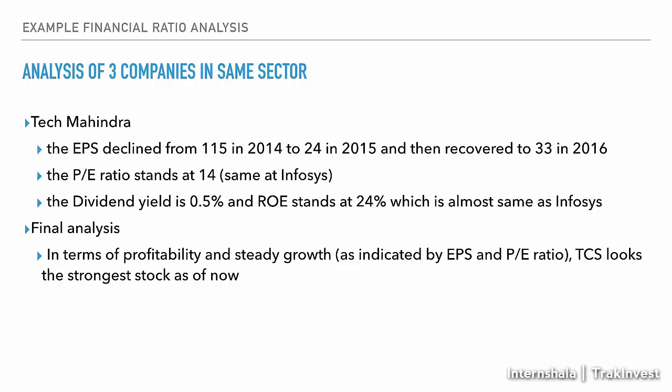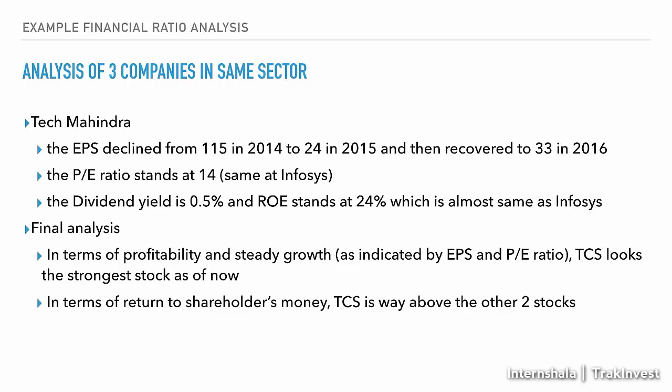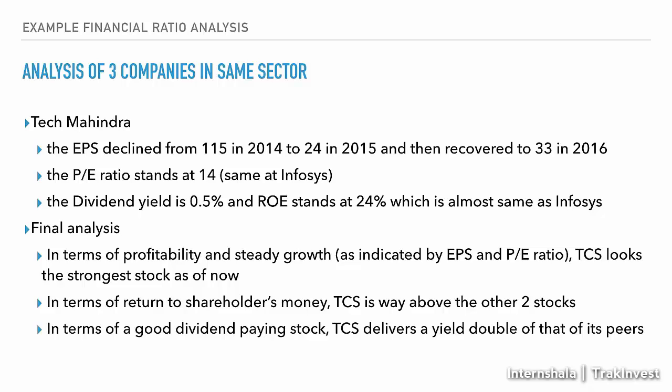So if I compare all these 3, my final analysis would be, in terms of profitability and steady growth as indicated by the EPS and PE ratios, TCS looks like the strongest stock as of now of all these 3 companies. In terms of return to shareholders' money, TCS is way above the other 2 stocks. In terms of a good dividend paying stock, TCS again delivers a yield that's double of that of its peers. So TCS is your best bet among all these 3 stocks.